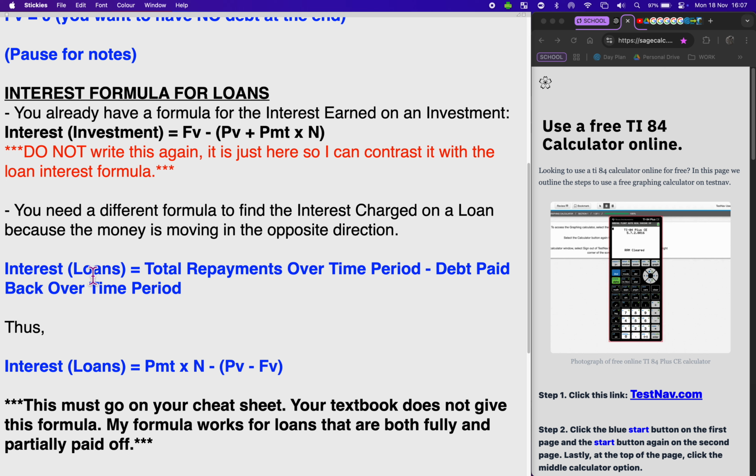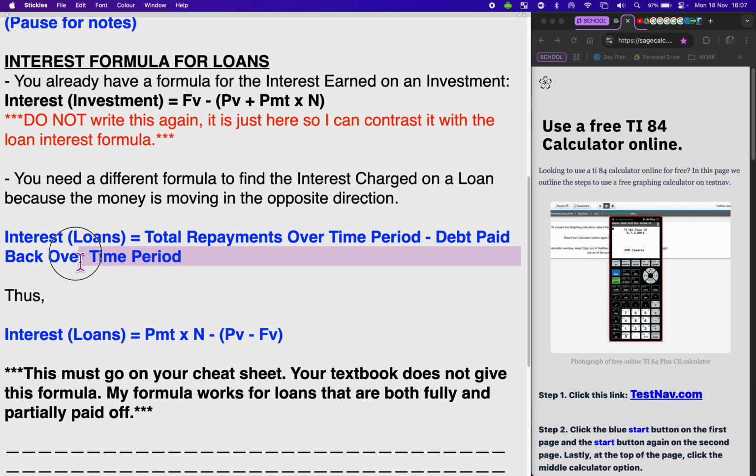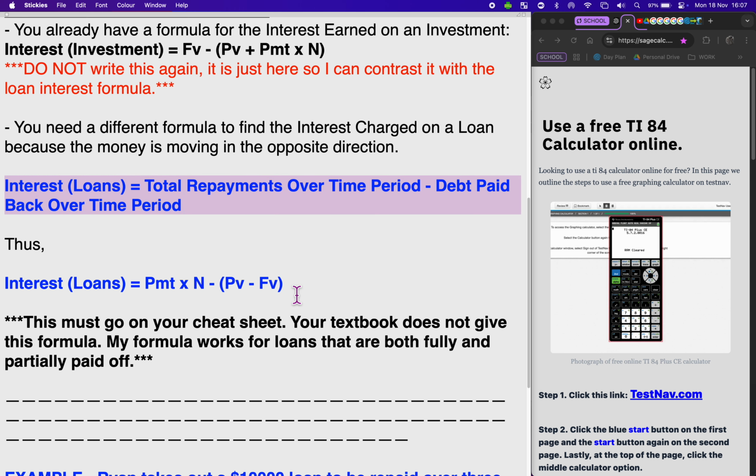So, the interest on a loan, you need this on your cheat sheet, in your book, whatever, is the total repayments over the time period, take away the debt that you've paid back over that time period. That's in words. What does it mean mathematically? This is the one that you need. Interest for a loan is equal to the payments times the number of times you made those payments, take away PV, take FV.